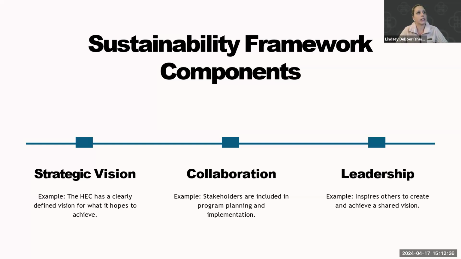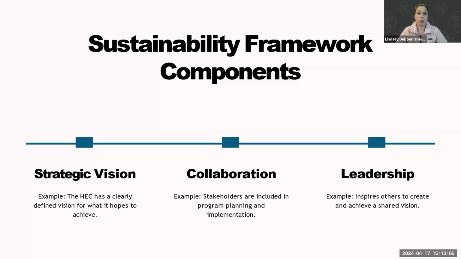The second piece is this collaboration. So who is included? Is the planning being done just by a group of people and it's very siloed, just the leadership team? Are the community members involved? Who's really included in this planning and implementation moving forward? That's something to think through too, as your organization is starting to develop a plan for sustainability, is who is being brought to the table to participate in these discussions.